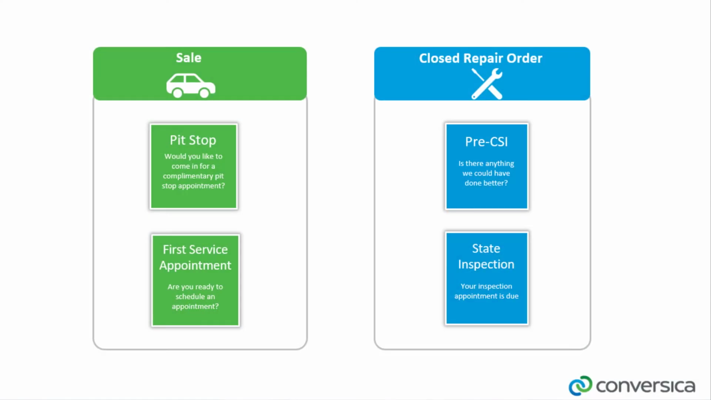Next, we'll cover the 3 ways conversations are scheduled based on different types of data that your business sends to Conversica. The first way is to schedule conversations based on DMS data. Conversica gets this data directly from your dealership system of record. In this scenario, data from sold vehicles or closed repair orders is used to create conversations like these.